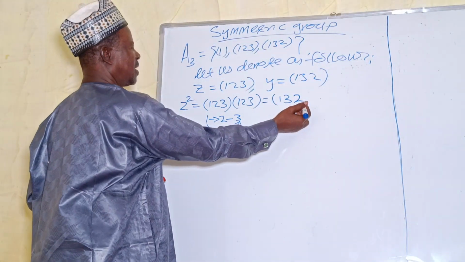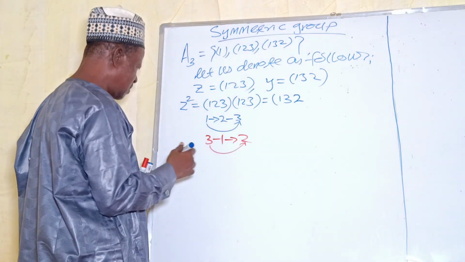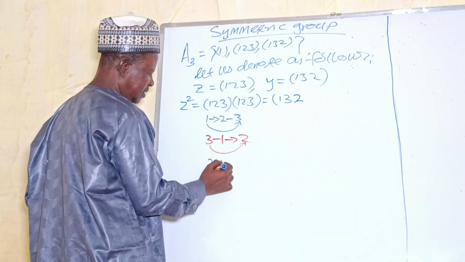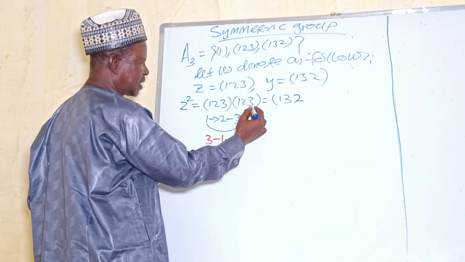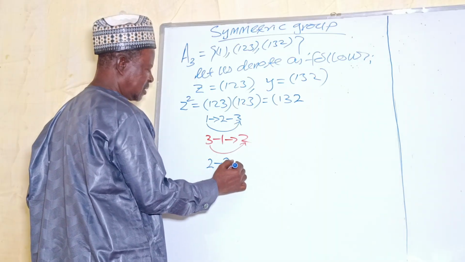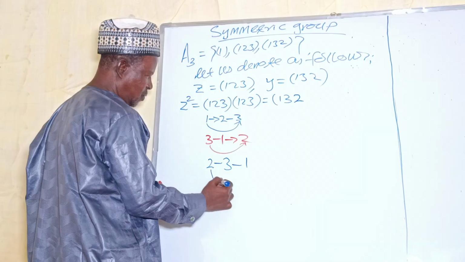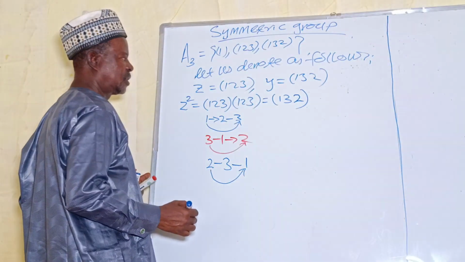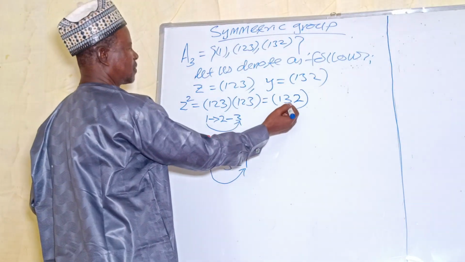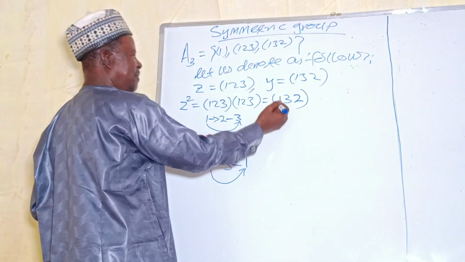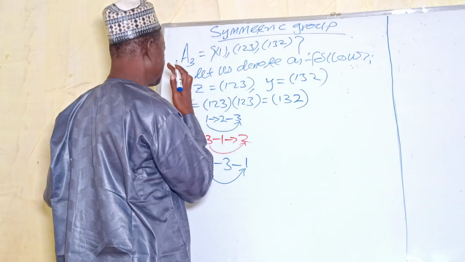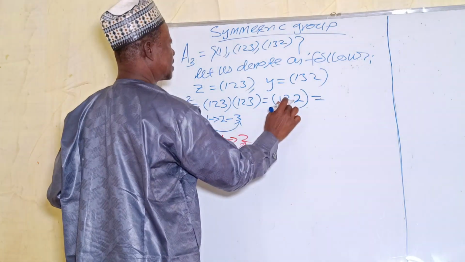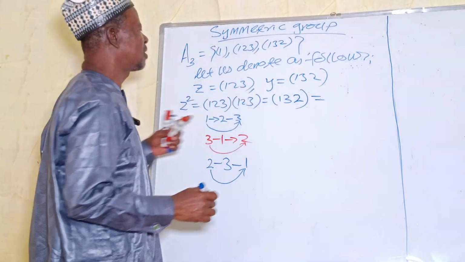Now 2 is our last digit. Where is 2 mapped in the first cycle? 2 is mapped onto 3 in the first cycle. In the second cycle, 3 is mapped back onto 1. So ultimately, 2 is mapped onto 1. That means the cycle is complete: 1 mapped to 3, 3 mapped to 2, 2 mapped back to 1. So Z squared is (1 3 2). But what is (1 3 2)? It is our Y.